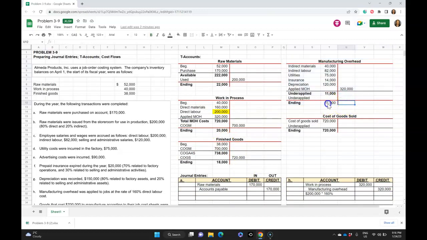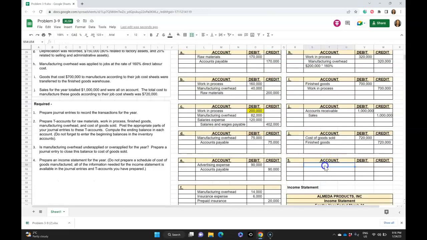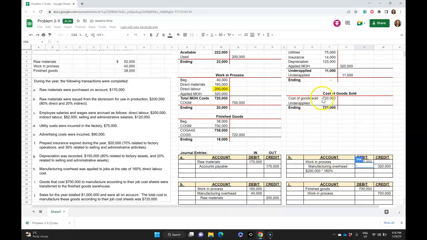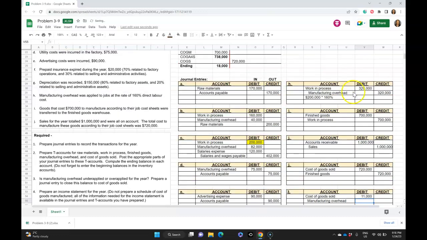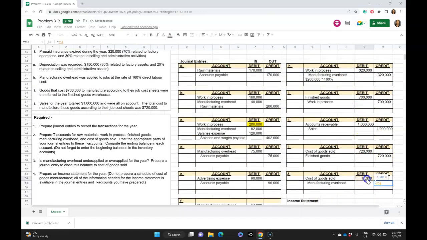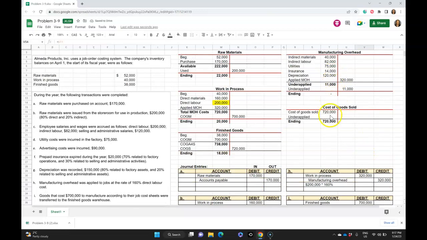So what we need to do is, this balance is sitting at 11,000 right now. I need to clear this out into cost of goods sold because I want it to be 0. So if I do 11,000 on this side, then that will make that balance 0. So let's just do the journal entry first, and then I'll explain why it's underapplied. So cost of goods sold and manufacturing overhead. That's the 11,000. And let me just post this one into cost of goods sold.